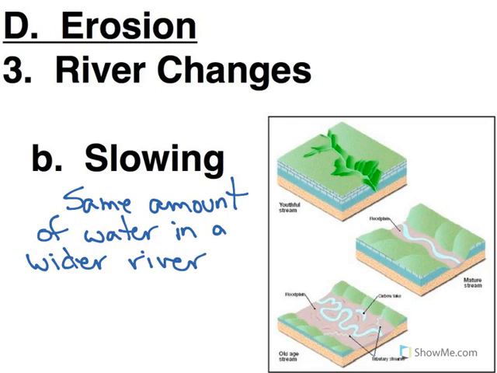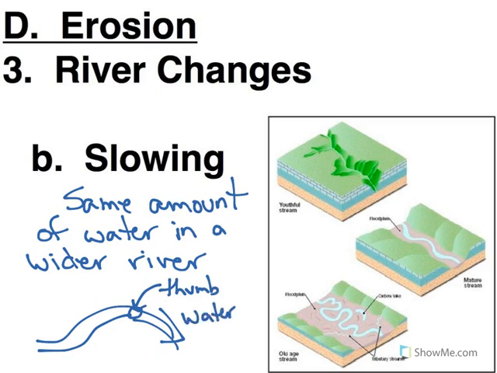So if you think about if you have a hose and you've got water coming out of your hose, if you put your thumb over it, the water flows faster. And that's because you're giving it a smaller area to go through, but the same amount of water has to go through that area, so it goes faster. So the reverse, make a wider opening, it's going to move slower.